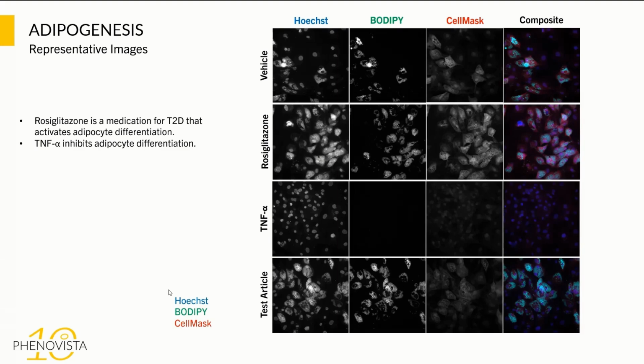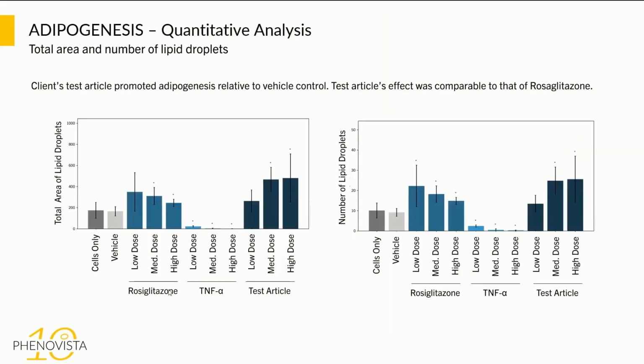So you'll see from our representative image here, the second column is the BODIPY, the lipid staining. And you'll see that the test article was pretty comparable to rosiglitazone, but we can look at that further by actually quantifying. Again, there are a lot of different metrics here. I just focus on 2 of the more simple, robust ones, which would be the total area of lipid droplets that was formed in the cells, as well as the number of lipid droplets that were formed in the adipocytes.